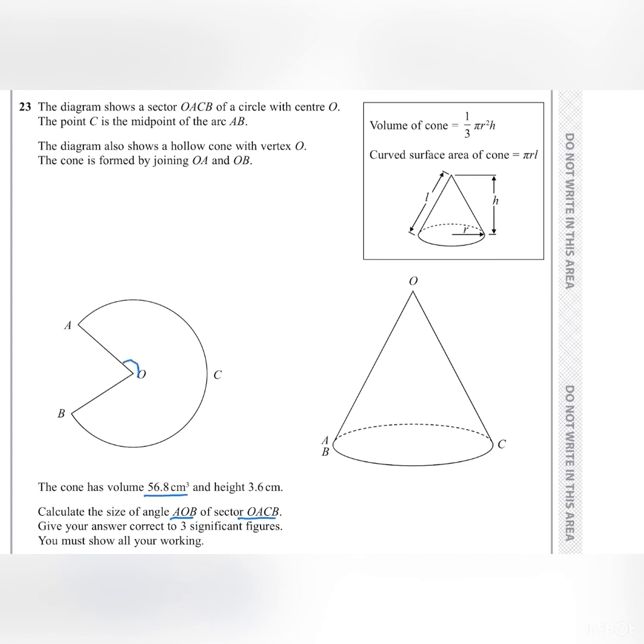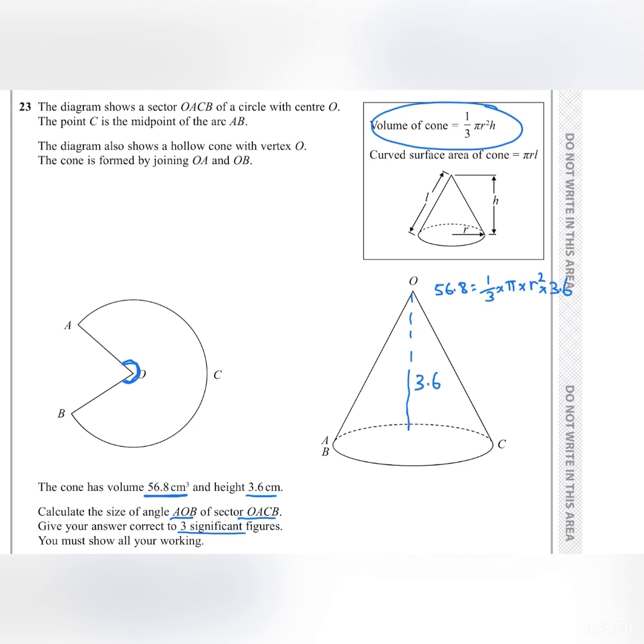So in this instance, we're trying to figure out this angle over here, and give your answer correct to 3 significant figures. Now, again, lots of information in this question, and I'm going to work with the volume, which is 56.8, and a height of 3.6. So the height of this cone is 3.6, and I'm going to use the volume formula, and the only thing missing here is the radius. So if I put this information in, 56.8 equals 1/3 times pi times r squared times 3.6.